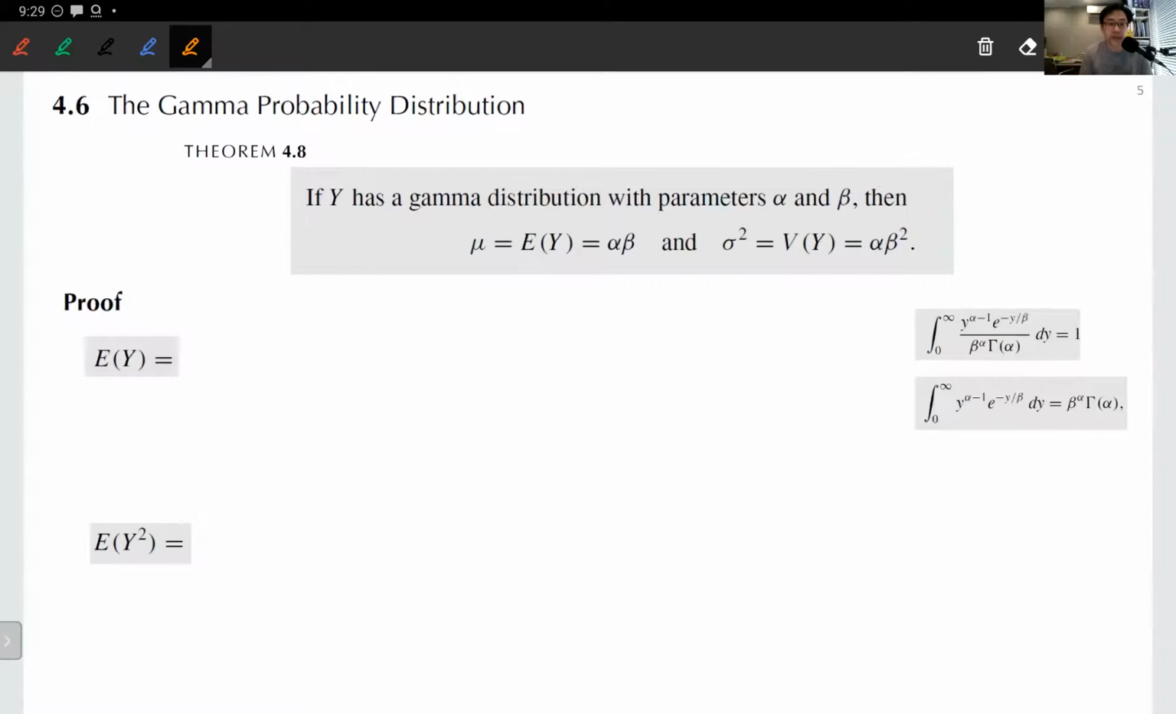Now, for the mean and the variance, just like the usual case, every time you are given the probability density function, you will be able to evaluate the mean and the variance through figuring out the expected value of y and y squared. From there, you can figure out the mean and the variance.